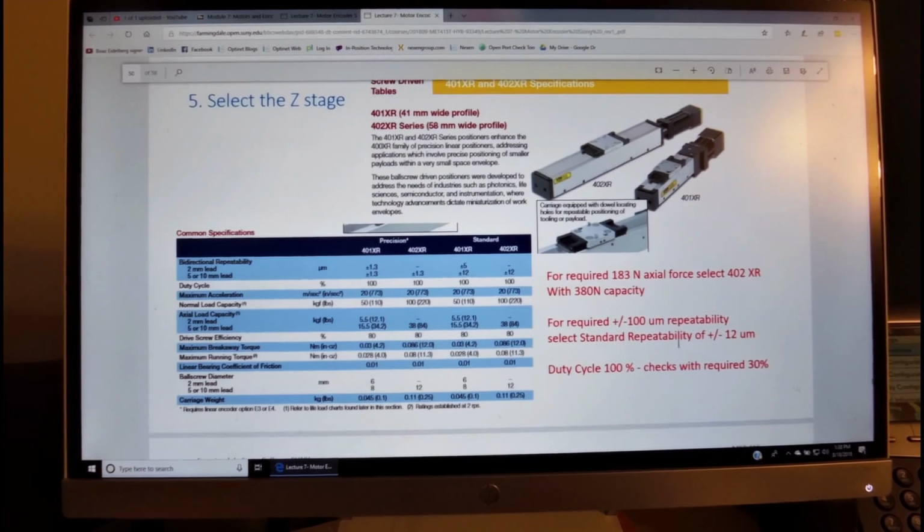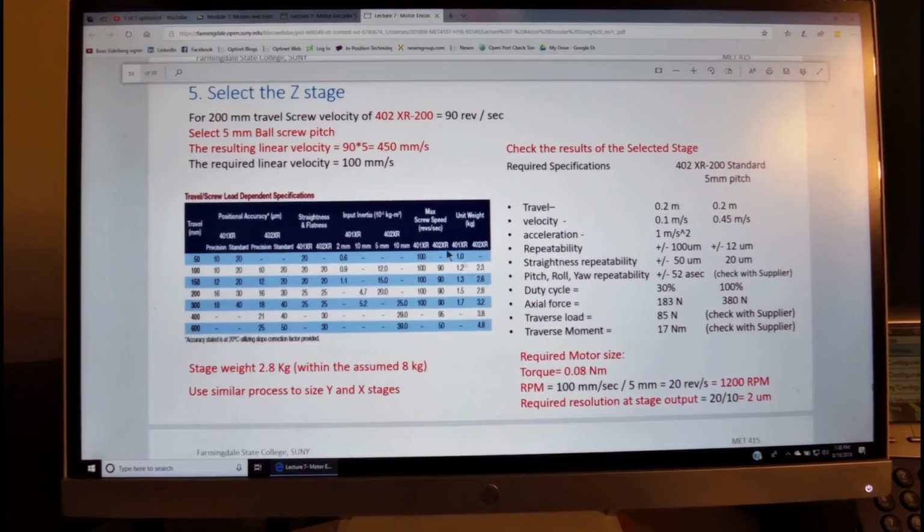We also check the repeatability of the stage, and we required plus or minus 100 microns, and the stage provides us plus or minus 12 microns. Also, the duty cycles seem to be suitable. So we have here a conclusion of what is the stage that we are selecting, and we can further go down through the details and find which particular lead we'd like to use on a ball screw.